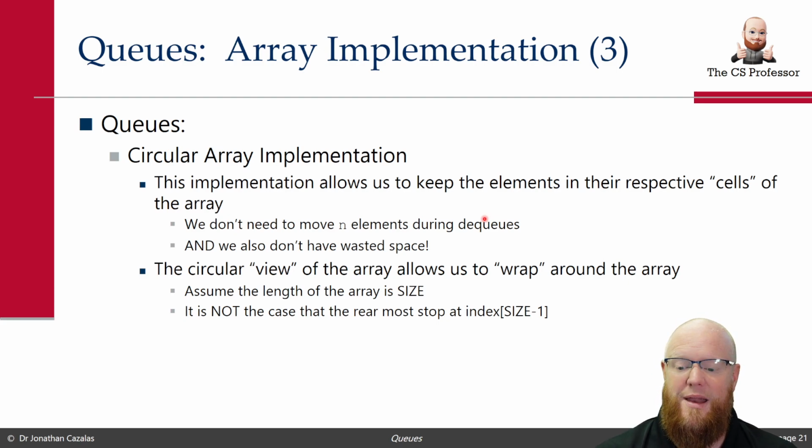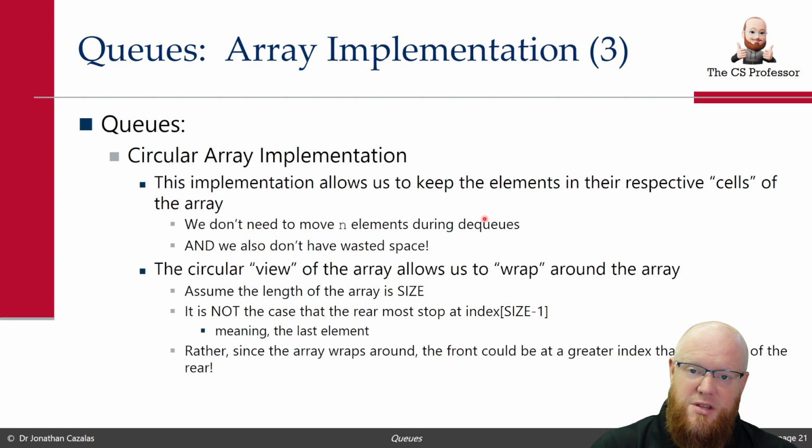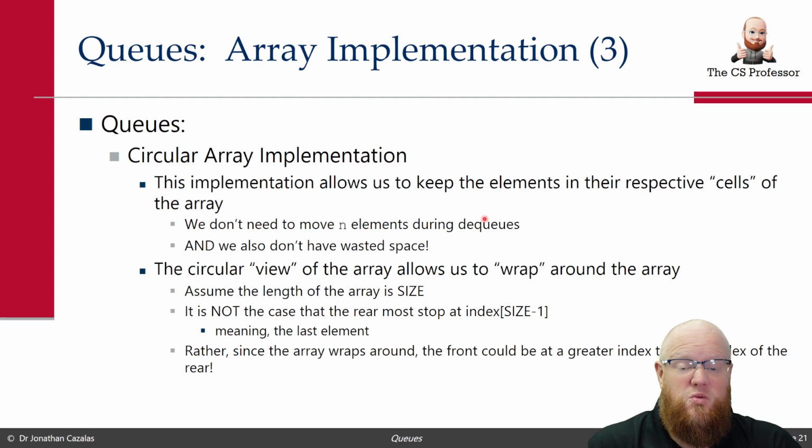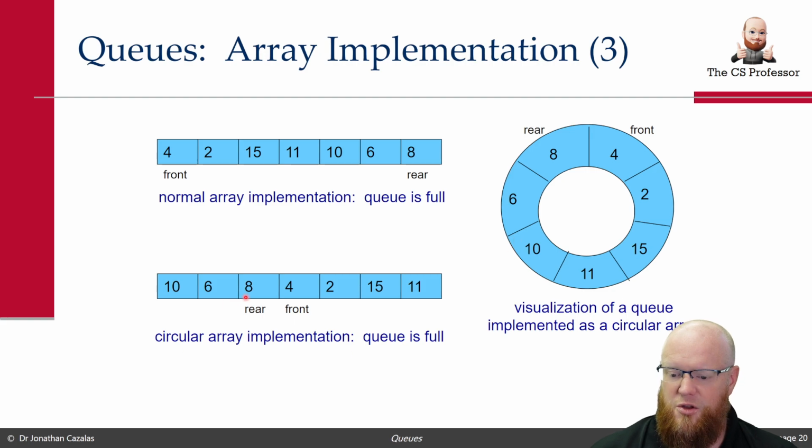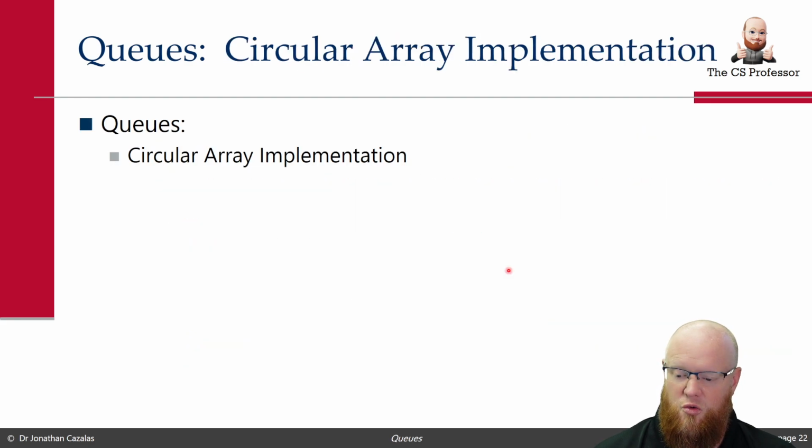It's important to know that the rear does not have to stop at index size - 1 because we're wrapping around. Since we're wrapping around the array with our enqueues, that rear could be at index 0. It could be at index 1 or 2 or 3, as we just saw on this last example. Here, the rear was at index 2. It wrapped around. Then we have 10 at index 0, the 6 at index 1. The rear was actually at index 2 because of the wraparound.